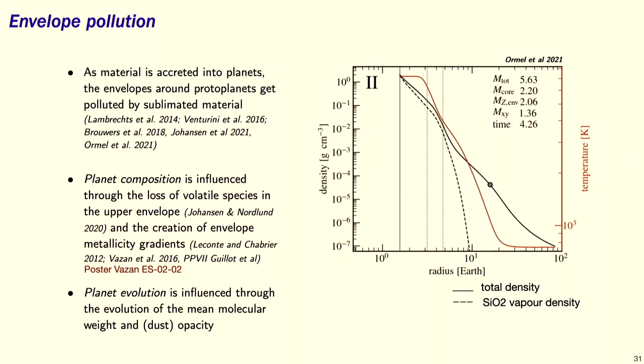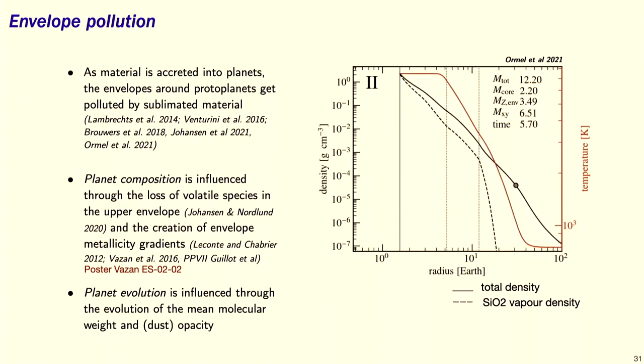dominated by the silicate vapor that comes from pebbles that fall inwards and then actually sublimate at this SiO2 sublimation line. And it's an important process because it regulates the planet composition. You can think about metallicity gradients in the envelope of a planet, but you could also lose volatiles as they sublimate inwards. Another important aspect is that it also changes the mean molecular weight of this envelope. Clearly, it's a very dense vapor layer in this planet. And the opacity is also regulated by the sublimating pebbles. These are two important processes that regulate planet evolution and basically determine the gas accretion rate.